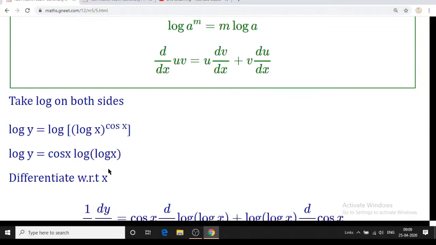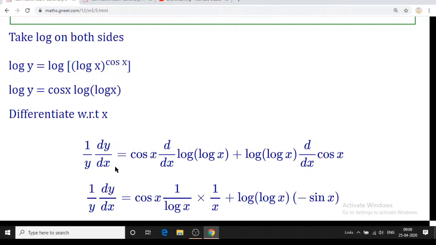Now for the derivative, cos x is one function, log of log x is another function. Don't make a mistake, log x is a third function. Here, as the variable is not written directly, log of log x is a composite function, and that is the second function. As it is the second function, we will differentiate this with respect to x. We get 1 upon y dy by dx. First, cos x times the derivative of the second function, plus second function times the derivative of the first function.